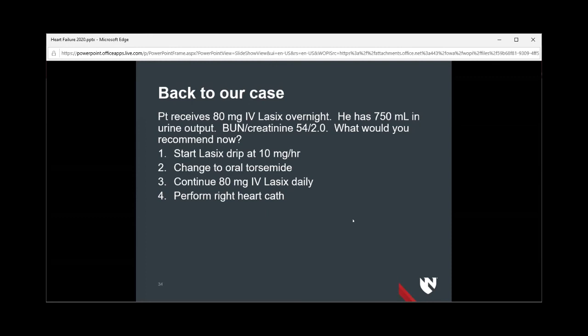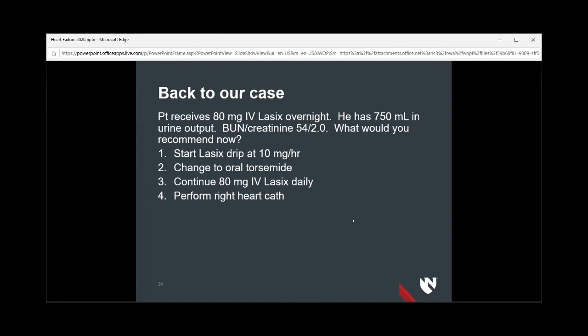So options are start a Lasix drip, change to oral Lasix, change to oral torsemide, continue the 80 of IV Lasix daily, or perform a right heart cath. Just looking at the options, yes, starting a Lasix drip is probably a good option. Changing to oral torsemide would not make sense as the patient was on an IV the night before and did not have good urine output. Also, continuing the 80 milligrams of IV Lasix doesn't make sense because what he put out last night is not enough and you would want more diuresis from that.